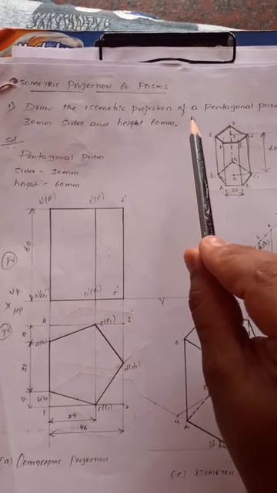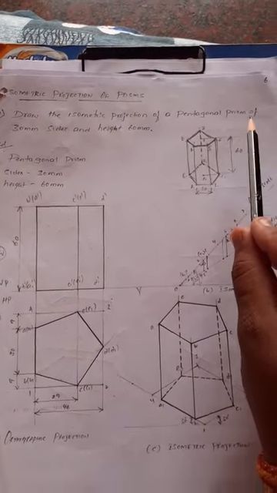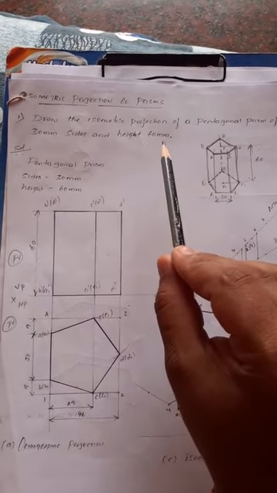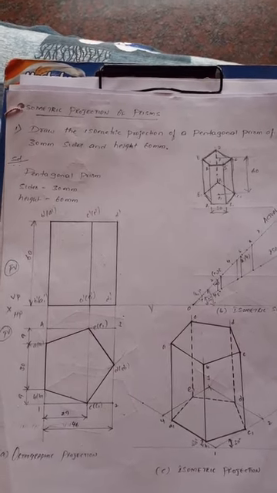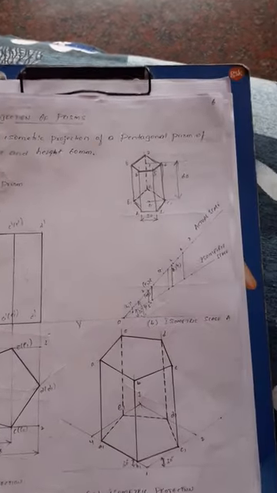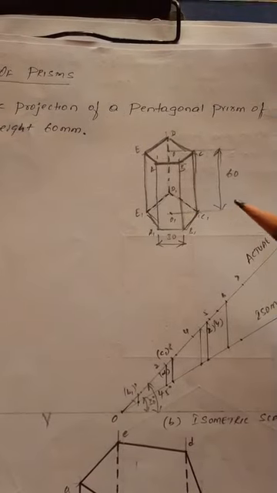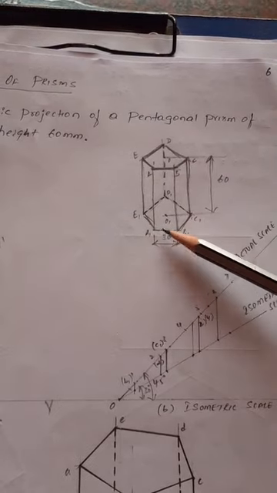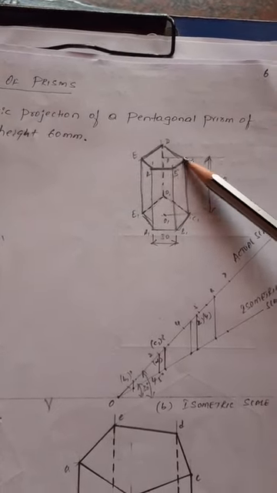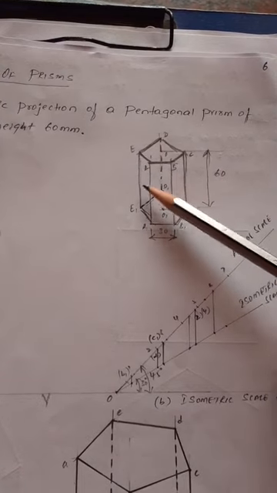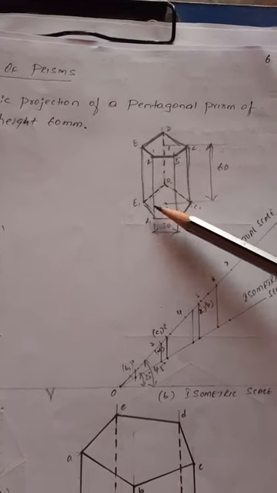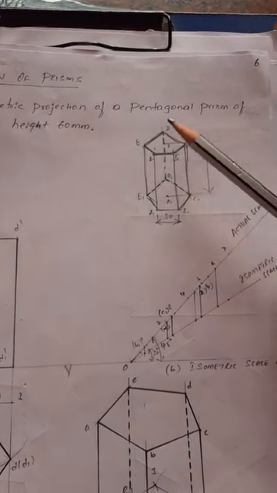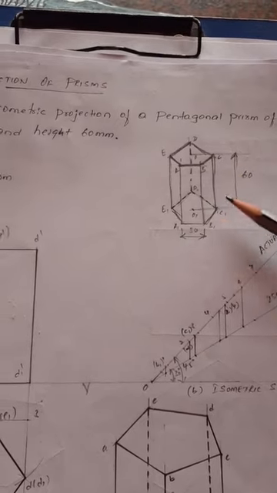Now, in the first problem, draw an isometric projection of a pentagonal prism of 30 mm sides and height 60 mm. Now I want to draw the isometric projection of a pentagonal prism. What is a pentagonal prism? It has a base and a top face, and the corners of the base and the top face are connected with the help of rectangular faces. That is called a prism. The side given is 30 mm and the height is 60 mm.